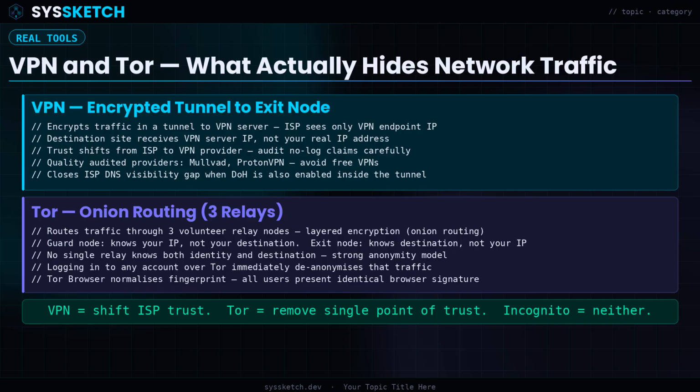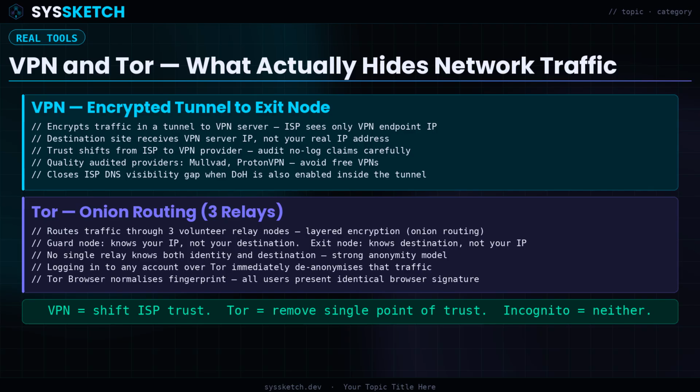The second tool is Tor, the onion routing network. Tor routes your traffic through 3 volunteer-operated relay nodes, encrypting the payload in layers. Each node decrypts one layer and forwards to the next. No single relay knows both who you are and where you are going. The exit node sees your destination but not your identity. The guard node sees your identity but not your destination. This architecture provides strong anonymity against network-level observers.